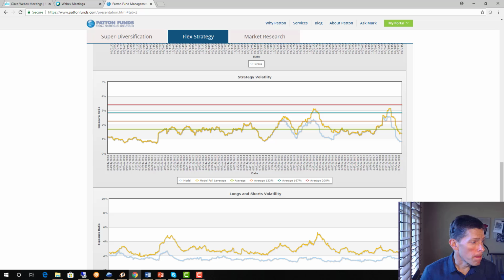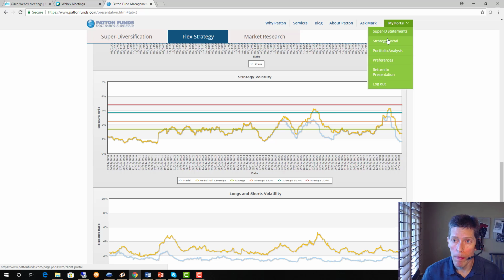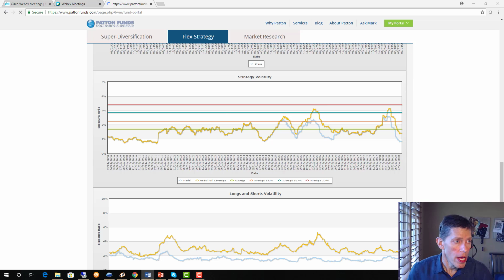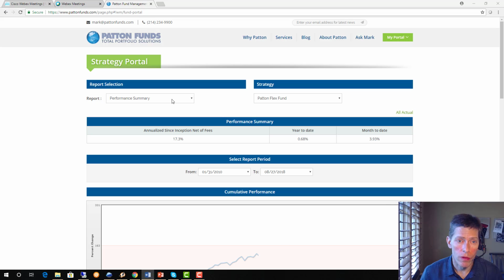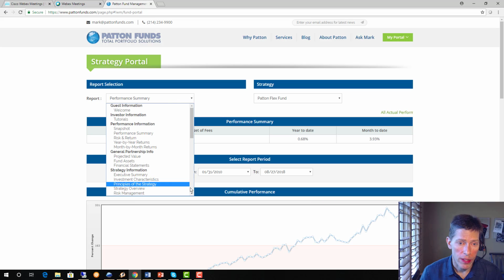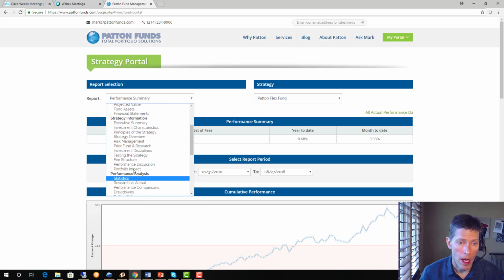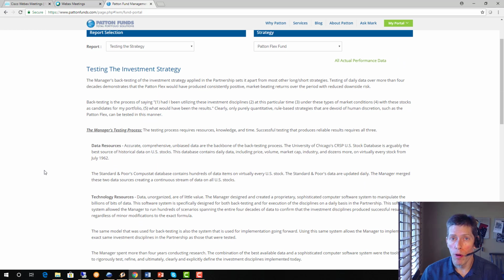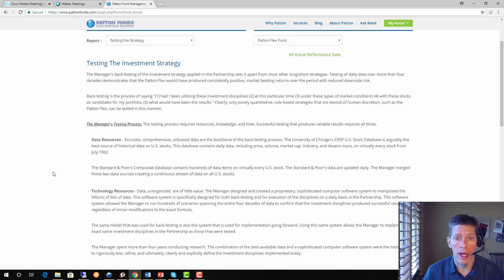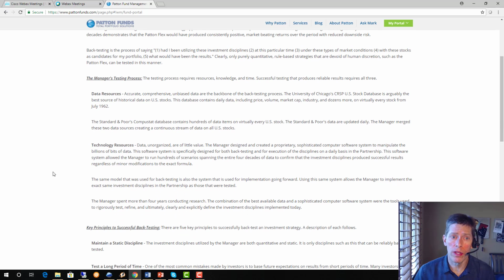So let's talk about the research briefly. I'm going to go back to the strategy portal and talk about research and quality assurance. So if we go down to testing the strategy, I'll just briefly talk about what I've done. Again, this is a computer program that I've designed and tested against data all the way back to 1963. So it's all about that testing. And here are some highlights about how I did the testing process.